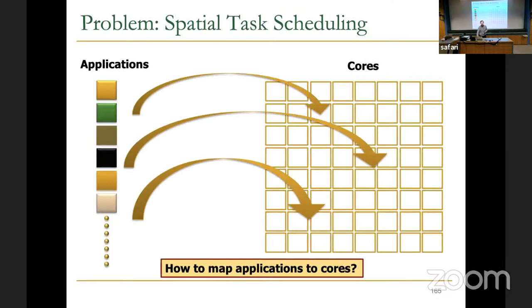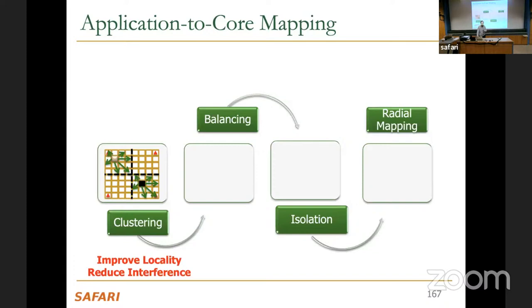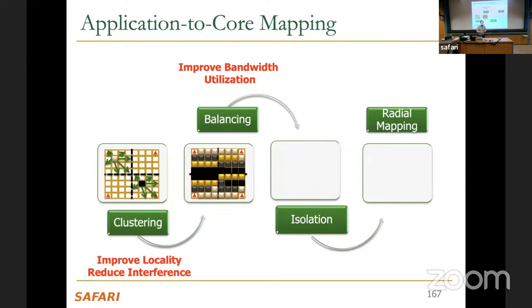How do you reduce communication distance? How do you reduce the destructive interference between applications? And how do you prioritize applications to improve throughput? I will not tackle everything over here, but this work actually proposes multiple different ideas. One is clustering. Clustering is actually very powerful. We will discuss it. It's very similar to memory channel partitioning, but now you're partitioning the network. This improves locality and reduces interference. And then whenever you partition, as I said, you run into some load balance problems, so you may need to rebalance things a little bit.